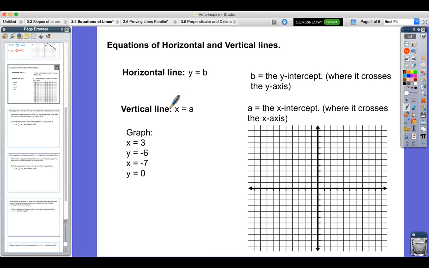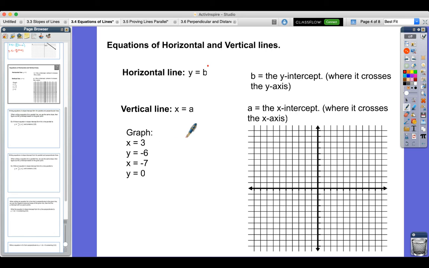Vertical lines are very similar. x equals a, where a is the x-intercept. Now, it will cross the x-axis, so that's why they kind of go together. b's will cross the y-axis. a's will cross the x-axis. So as we go to do these, we're going to graph these first couple ones.